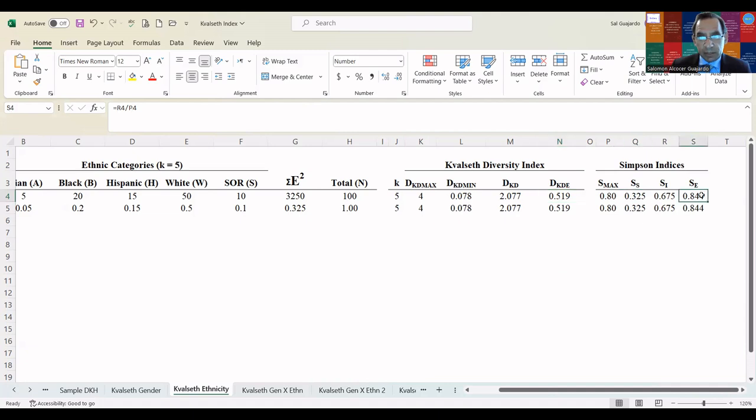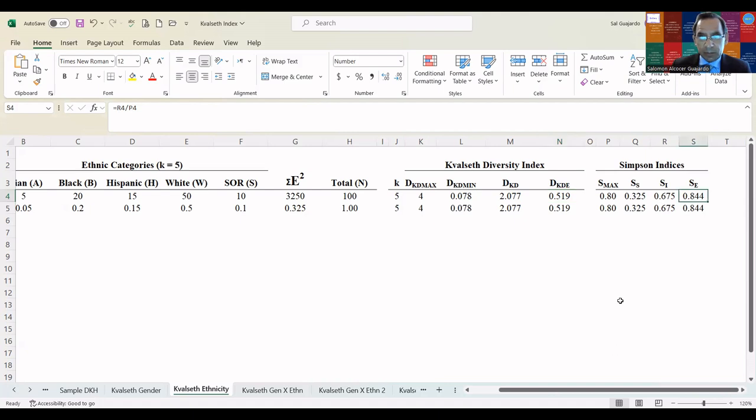Again, that is smaller than the standardized Simpson diversity score for ethnicity of 0.844. Let me go quickly back to the Kvalseth index. So for the Kvalseth standardized score of 0.519, that indicates that 52% of the maximum value of 4 was obtained for ethnicity.